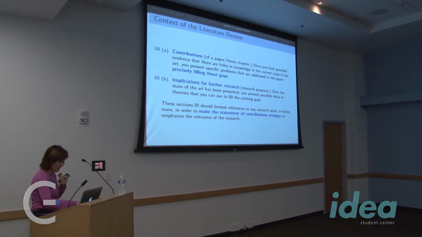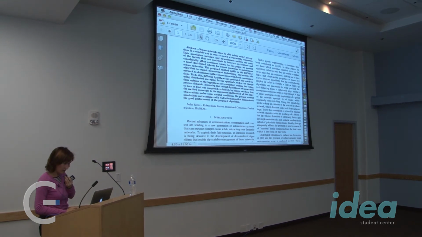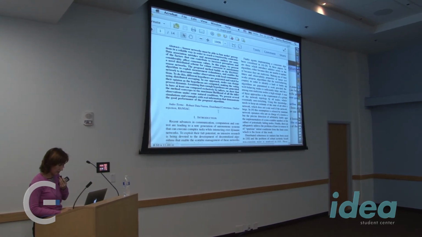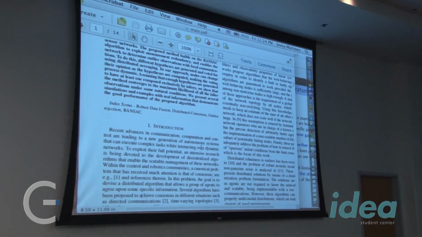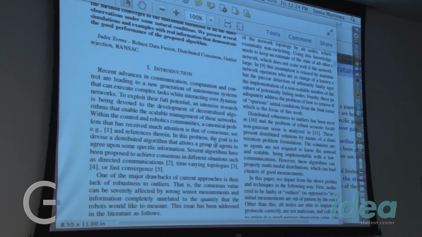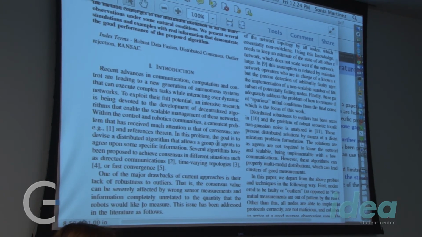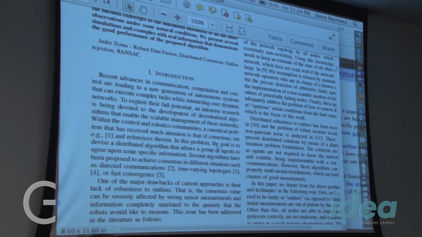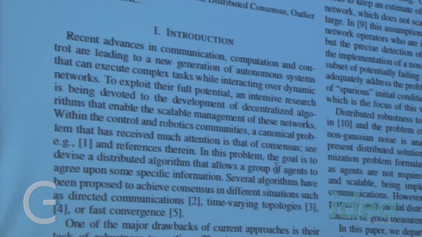So let me show you an introduction of one of my papers, and maybe you can criticize it. Okay, so this is a paper, and we are exactly following that organization that I was mentioning in the slides. Here we have a first paragraph. This paragraph is a motivation paragraph, and we start: recent advances in communication, computation, and so on, are going to lead to a new generation of autonomous systems that are going to be great.